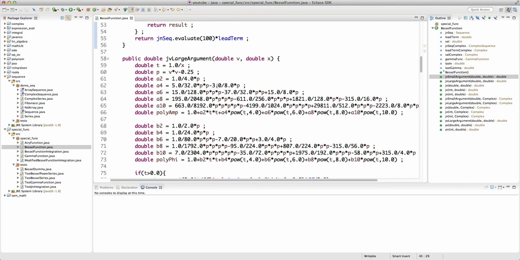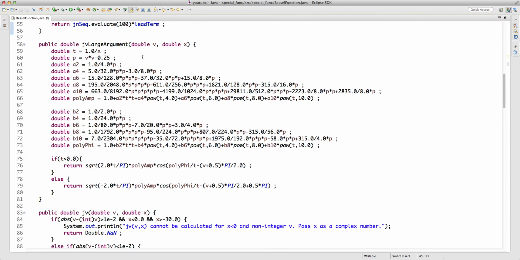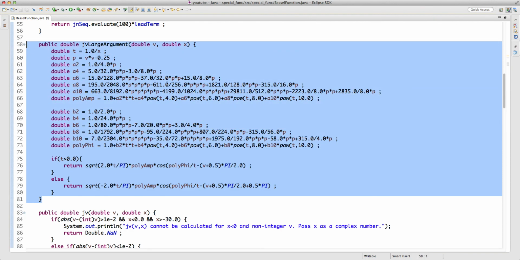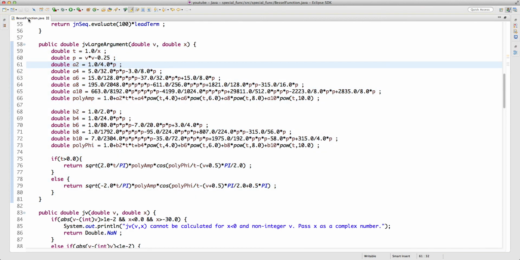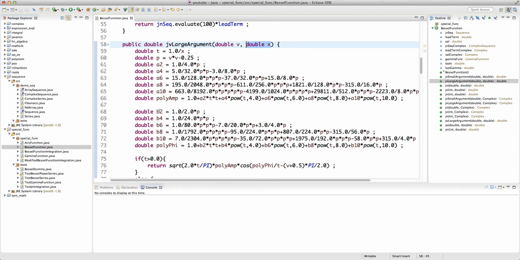All right, now j nu for large arguments. Again, the implementation is exactly what we expect. I start with t equals 1 over x, and note that here I'm assuming x is a real number for now. And then we get to how to implement the complex one. So x is a real number, and t is 1 over x.